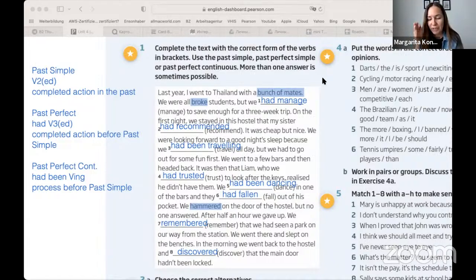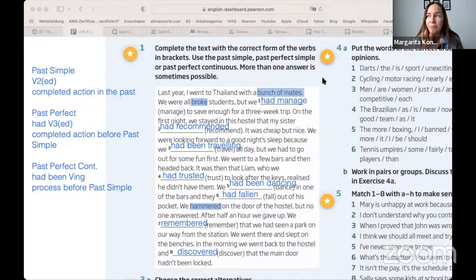For example, прежде чем мы его нашли, вот он past simple, до этого мы ходили и искали его по всей территории отеля. So, before we... Try it again, please. Before we found him, we had been looking for him around the hotel, yeah? Around the hotel. Окей, very good.